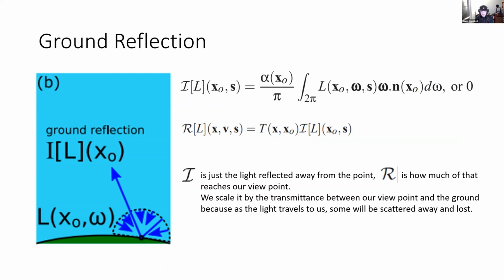When we're actually rendering with this, we want to know how much of it came and got to us. So we need to scale that by the transmittance, because as the light reflected off the point towards us, it still had to travel through the air before it reaches us, and some of it will be lost along that distance. So that's what our transmittance was telling us: between the points, how much is lost. So if we want to know how much is reflected to us, we need to scale it first.